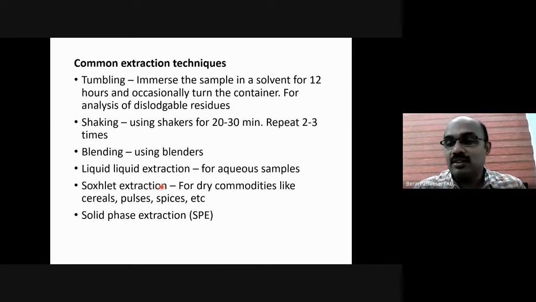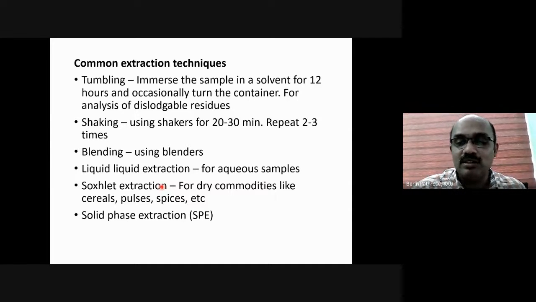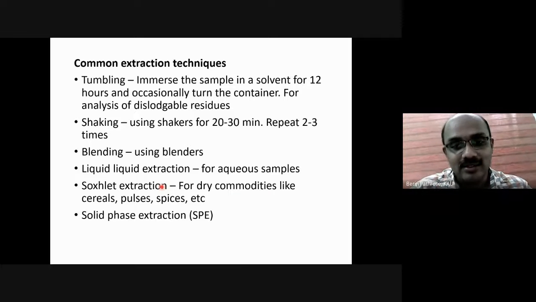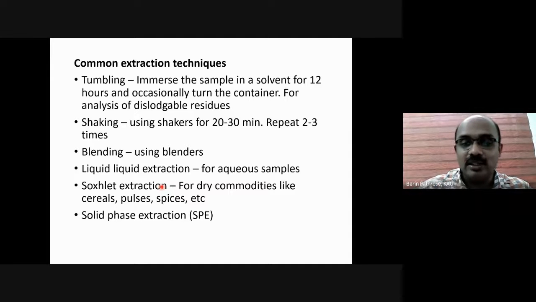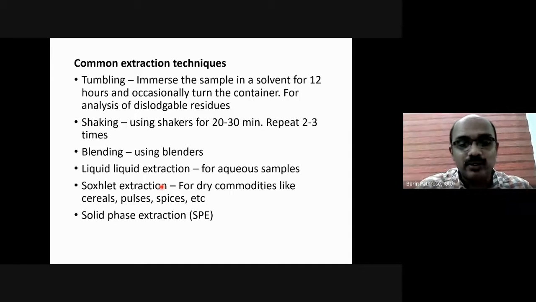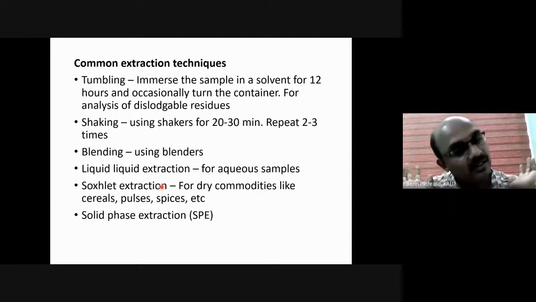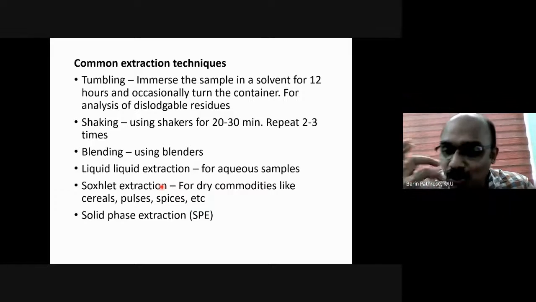So what we will do is we won't crush the sample. We keep the sample in the solvent for 12 hours, just occasionally turning the container. Nothing else. Take a tomato after spraying, say 1 hour or 2 hours after spraying. Keep the tomato fruits in the solvent for 12 hours in a container. Occasionally shake the container. That is tumbling. Then shaking is a bit more vigorous.